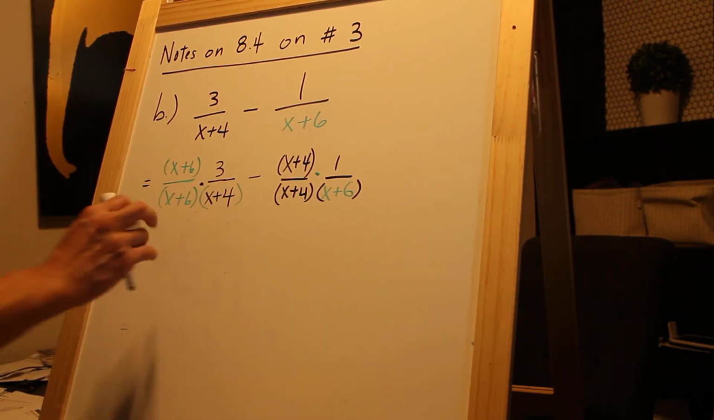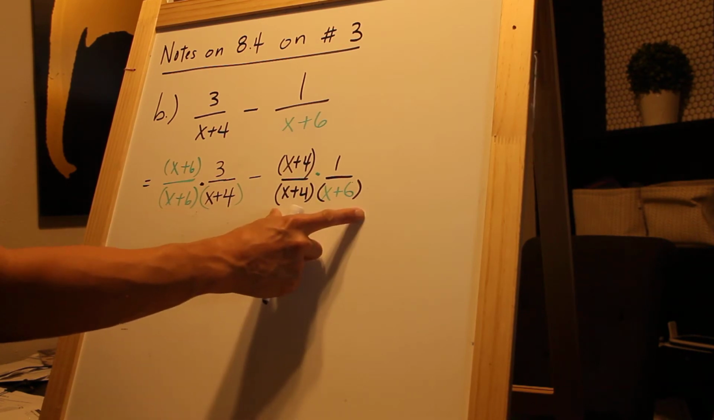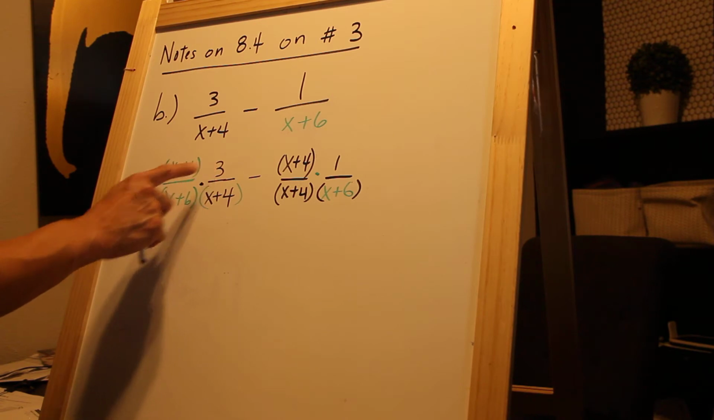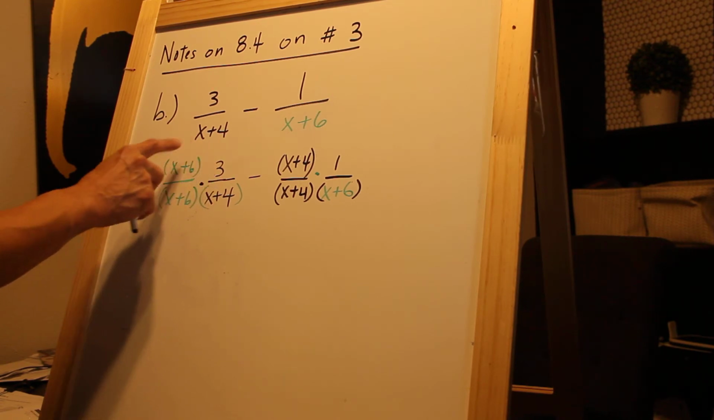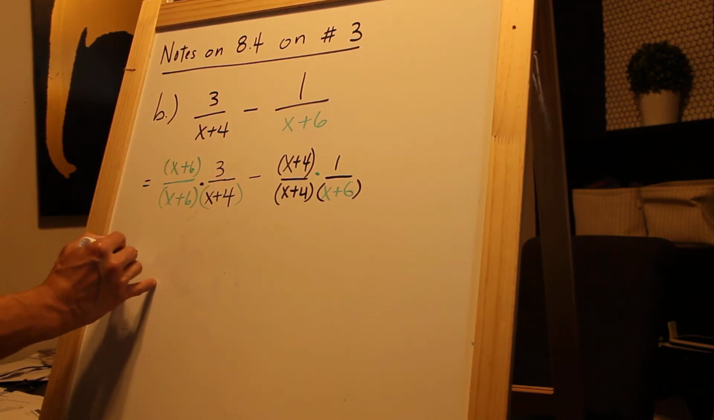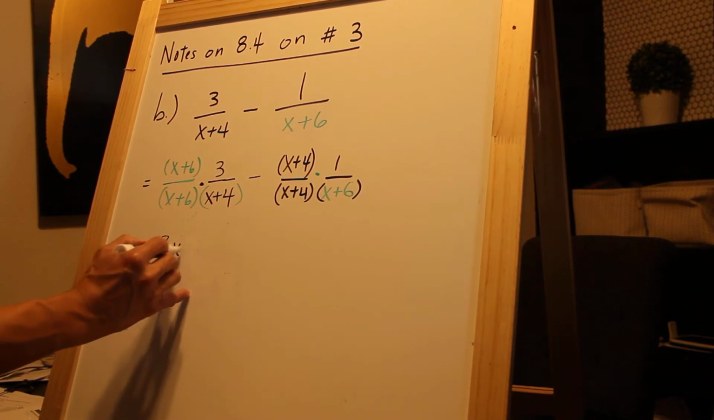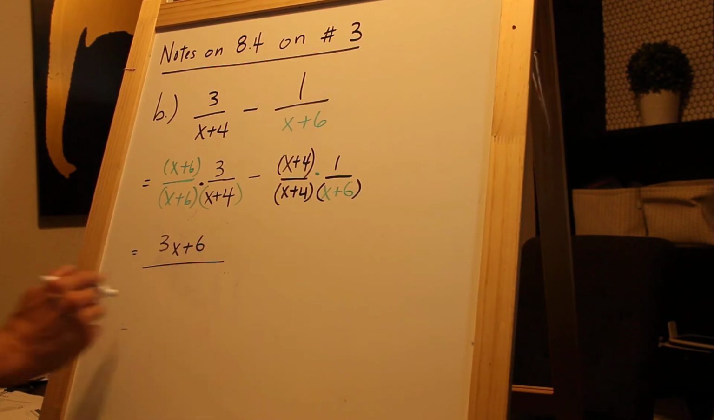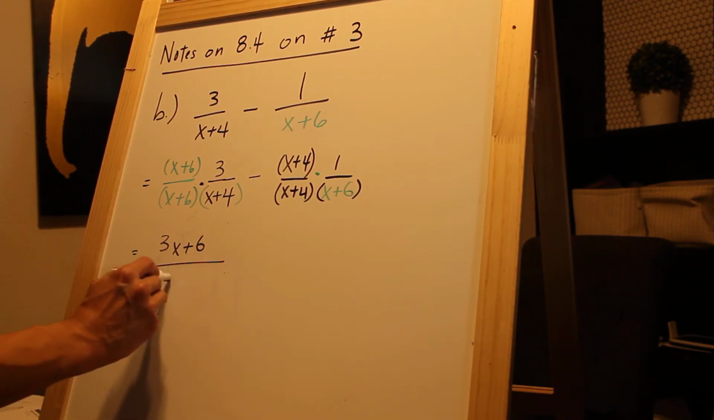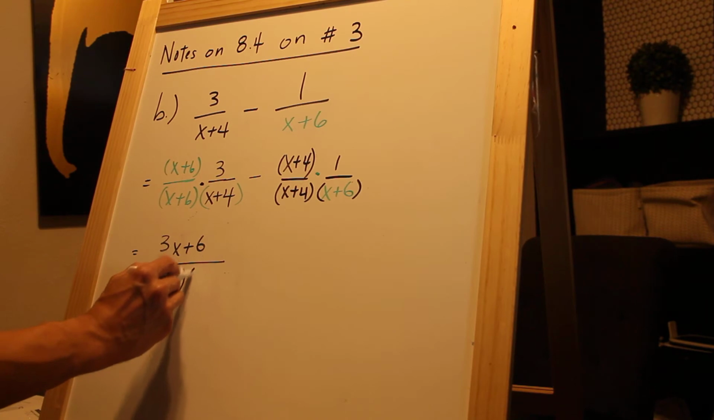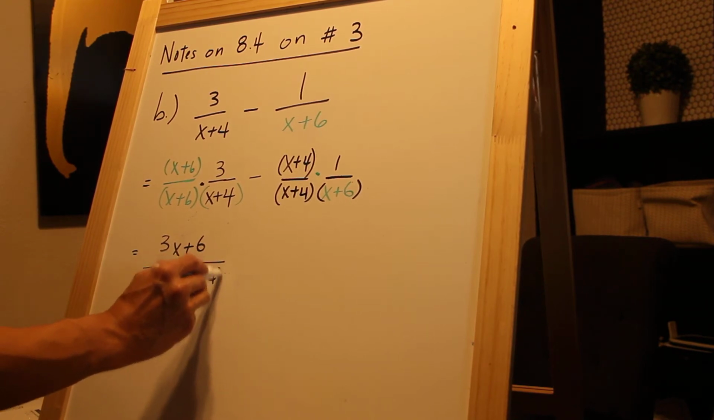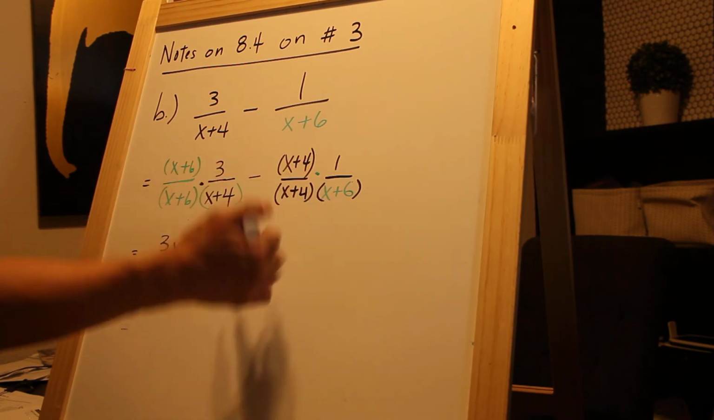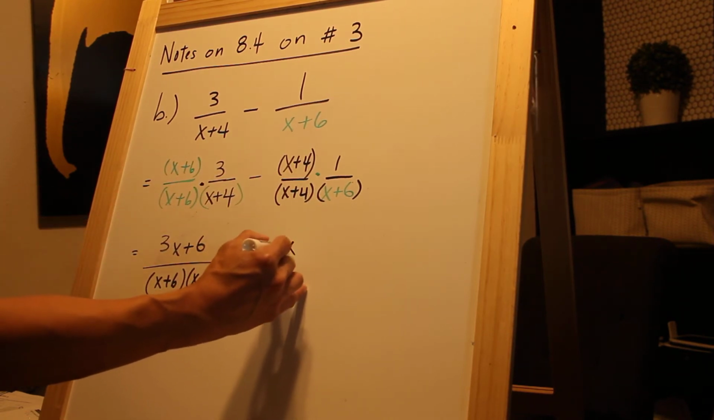So now notice this denominator and this denominator look alike. Okay? So I'm going to go ahead and distribute in the first fraction 3 into x and 3 into 6. So therefore I'll now get 3x plus 6, and at the very bottom I end up with x plus 6 times x plus 4. Then minus x plus 4 times 1 on the second fraction just remains as x plus 4.